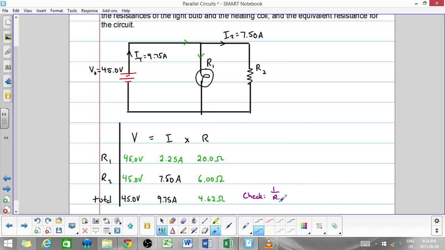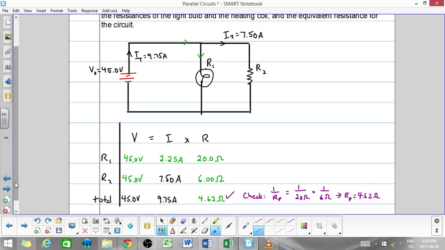And as before, we can run a check on that by using the parallel relationship. 1 over RP should be 1 over 20 ohms plus 1 over 6 ohms. That one, the common denominator doesn't seem so appealing, so you can just throw it into your calculator. Do 1 divided by 20 plus 1 divided by 6, get an answer to that, and then take the reciprocal of it, and that will give you RP equals 4.62 ohms. And so we're pretty confident that we've done this correctly if our check works in the end.